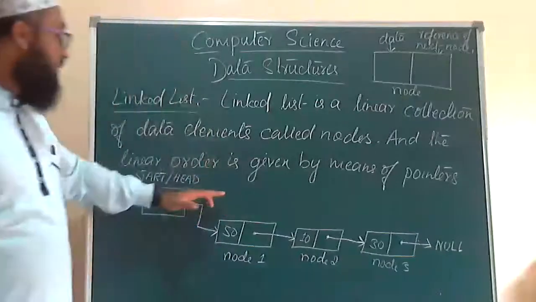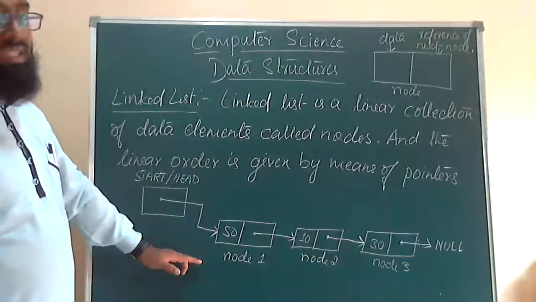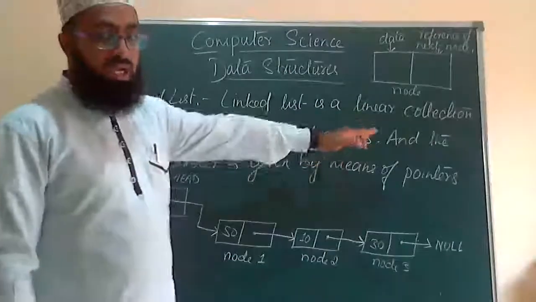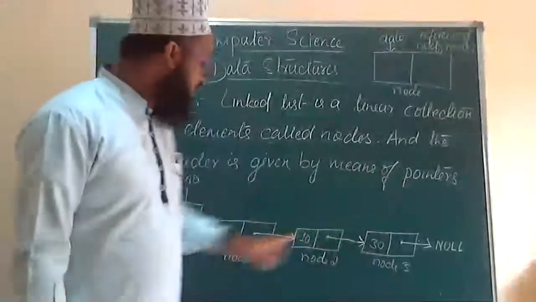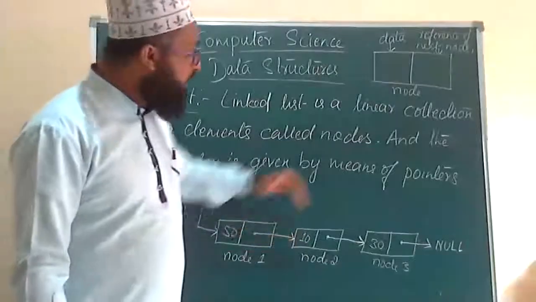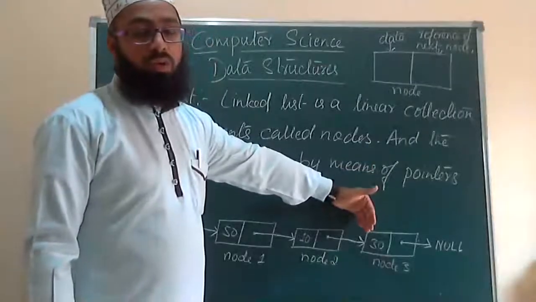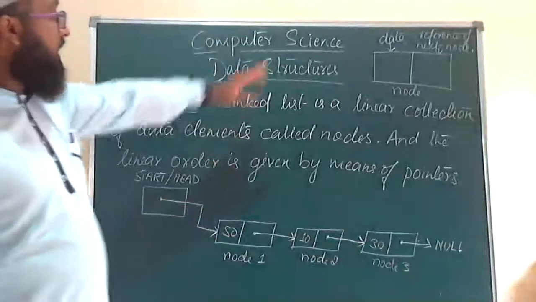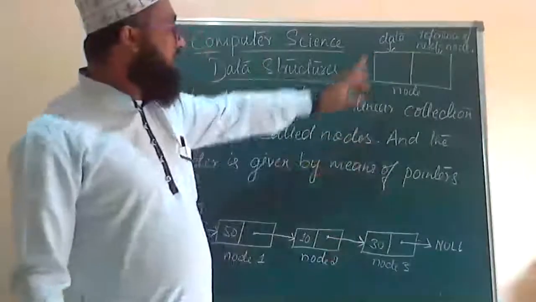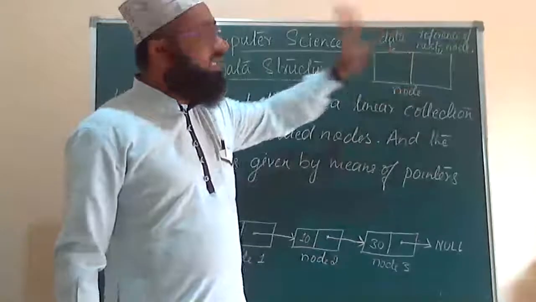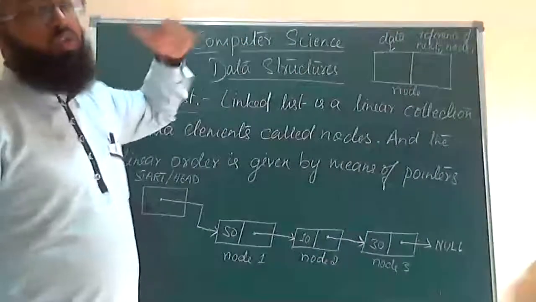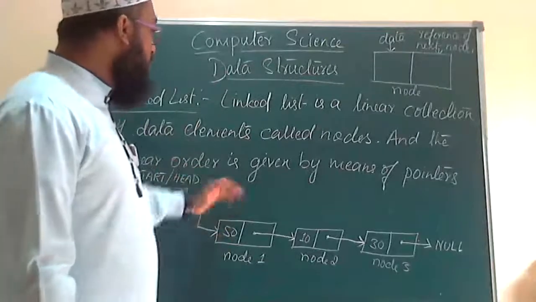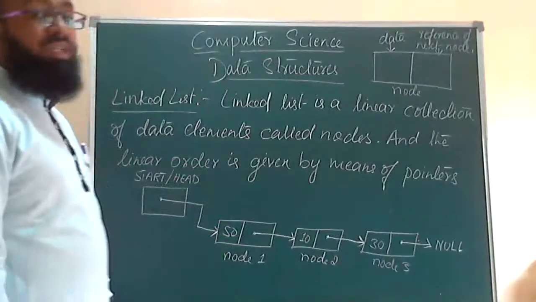So this is actually the linked list. It is a linear collection of data elements called nodes, and the linear order is given by means of pointers. Pointer here means the address of the next node. Basically, each node in a linked list contains two fields: one is the data field, and the other is the reference of next node, or the link field. Hope you have understood the linked list.